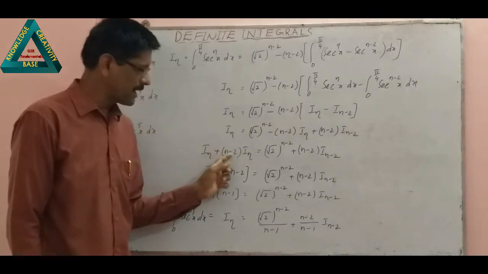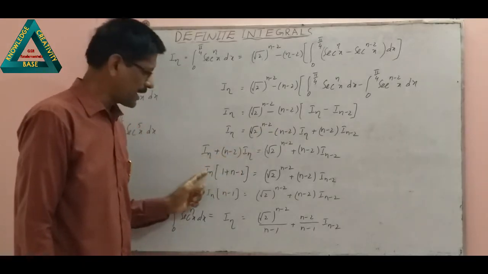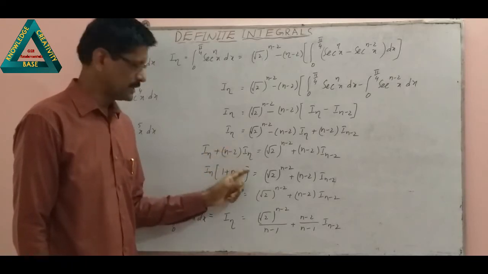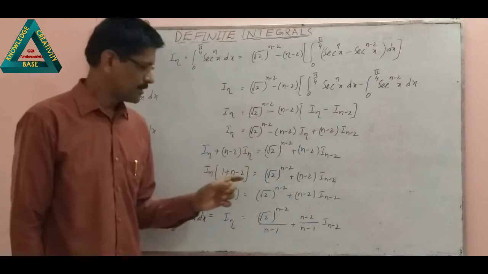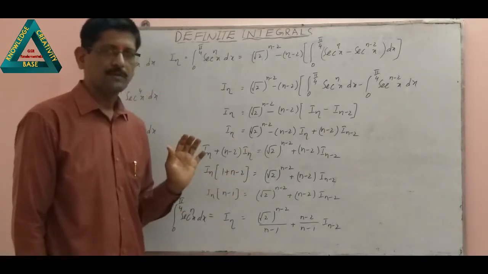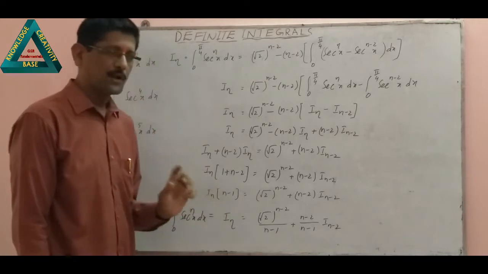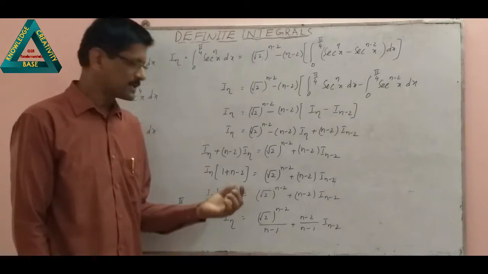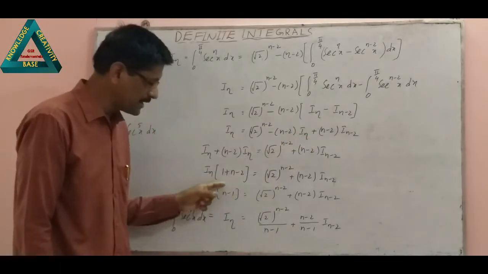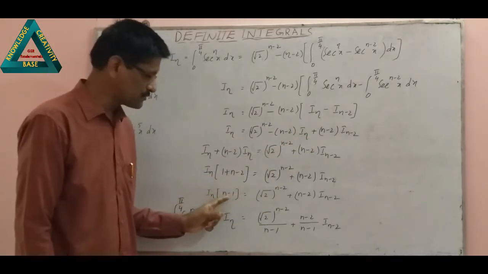In plus n minus 2 In. Take common In. 1 plus n minus 2 is equal to the same remaining part. But here 1 plus n minus 2, by simplification, you get n minus 1. But I want only In. I don't want n minus 1. By transposing n minus 1 to the RHS, that means eliminating n minus 1, dividing on both sides by n minus 1.